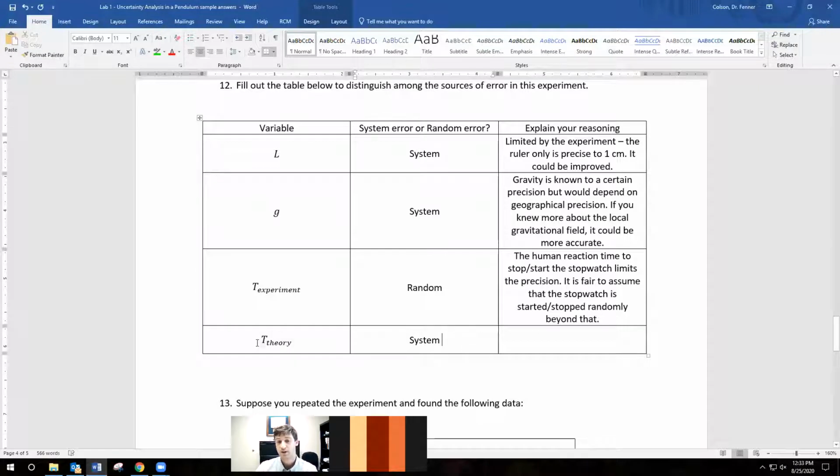So the theoretical prediction of the period T would be, I mean, it's a calculation, but it's a calculation using two values that are systemic errors. It's a calculation using quantities that are associated with system uncertainties.